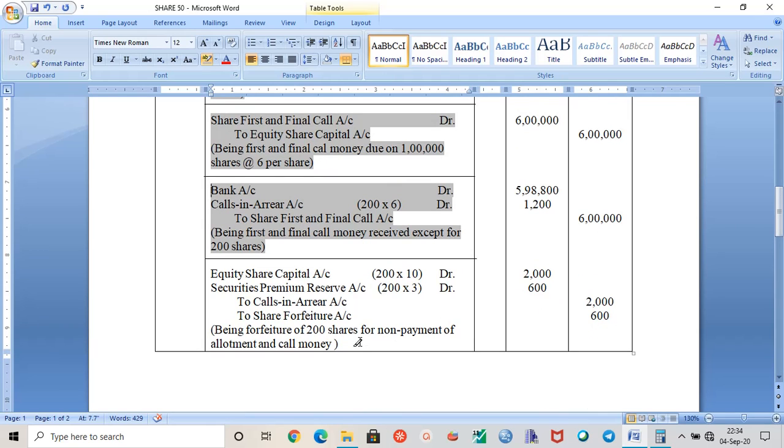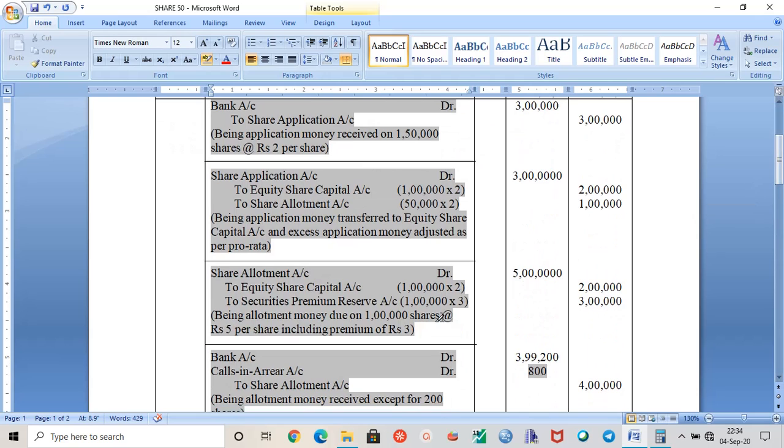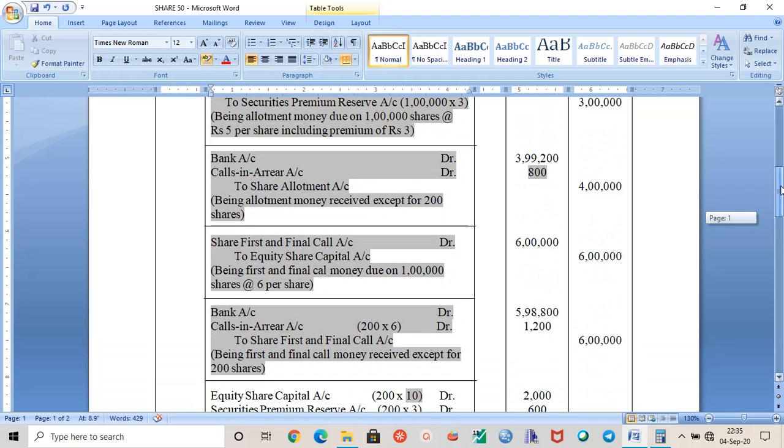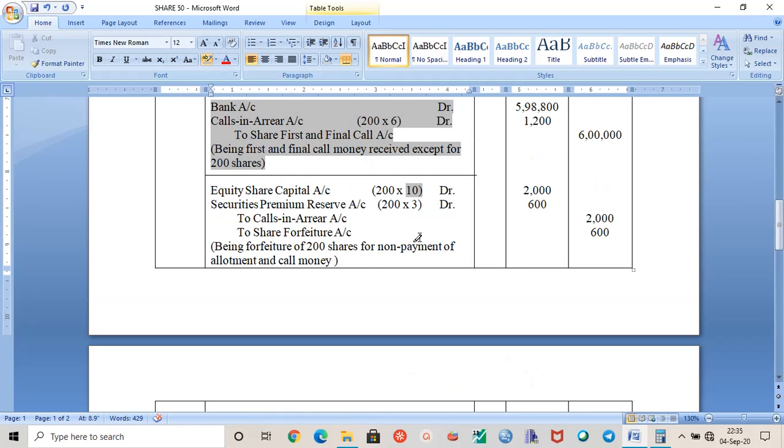Now there will be the entry for forfeiture of these 200 number of shares. So 200 into 10, because this 10 is the full face value of the share. And at the time of allotment the company did not receive premium money also, so premium money should be on the debit side. So 200 into 3. Allotted number of shares 200, and rupees 3 per share is your SPR. Calls in arrear will be the sum total of 800 plus 1200, 2000. And this 600 will be your share forfeiture amount.